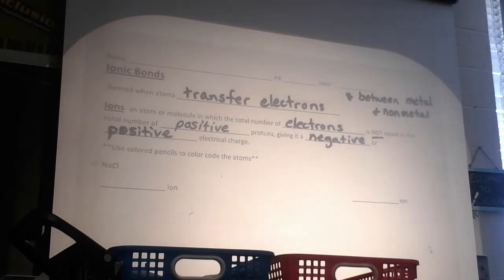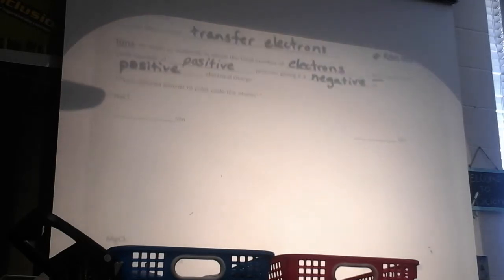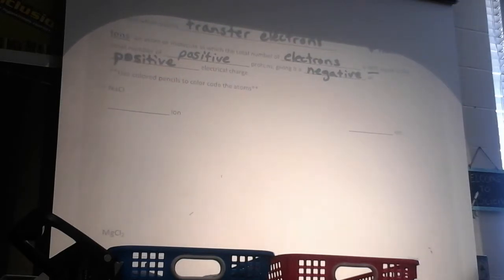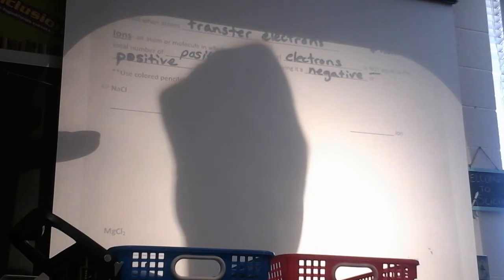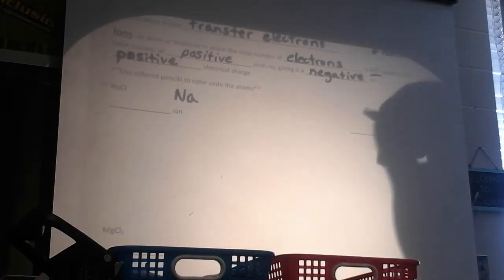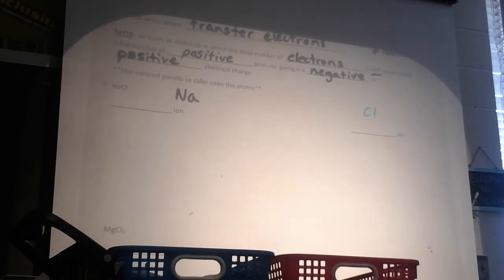So let's take a look at what transferring electrons between nonmetals and metals looks like. And we're going to start off simple with a really important compound, NaCl, which is what, everybody? Salt or sodium chloride. So I'm going to use black for my sodium and green for my chlorine. You pick two colors that you want to use for them. Okay. I'm going to put sodium on this side, and I'm going to do chlorine on this side. All right. So here we go.